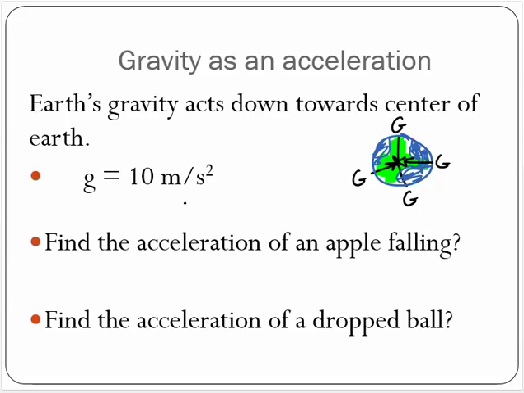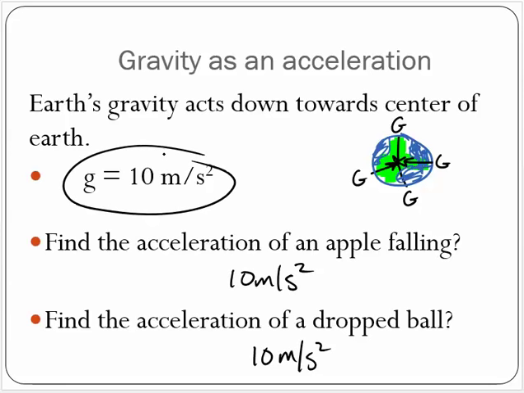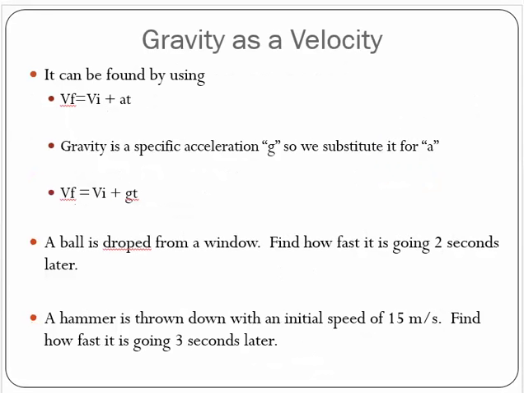So we've got a couple questions. Find the acceleration of an apple falling. Well, all things accelerate at 10 meters per second squared due to gravity. So if it's an apple that's falling, it's 10 meters per second squared. Find the acceleration of a drop ball. Well, is gravity pulling on it? Yes, it is. So its acceleration is 10 meters per second squared because gravity is always 10 meters per second squared regardless of the object's mass.